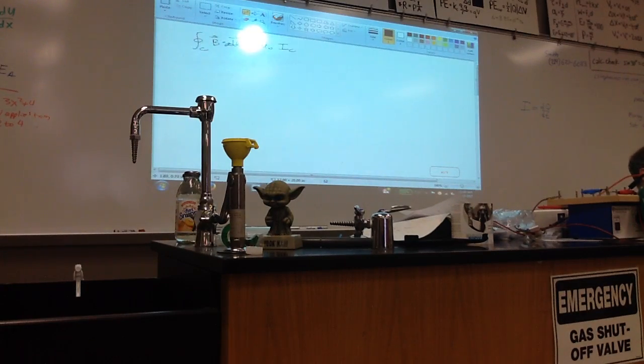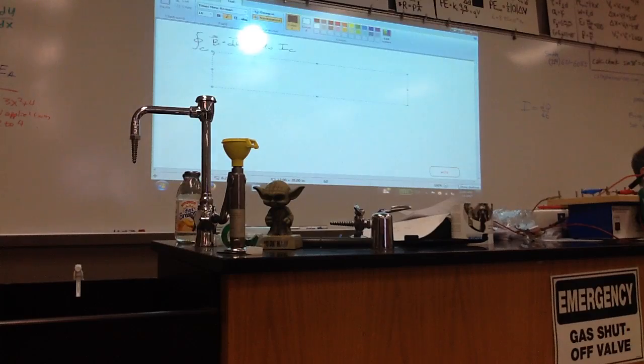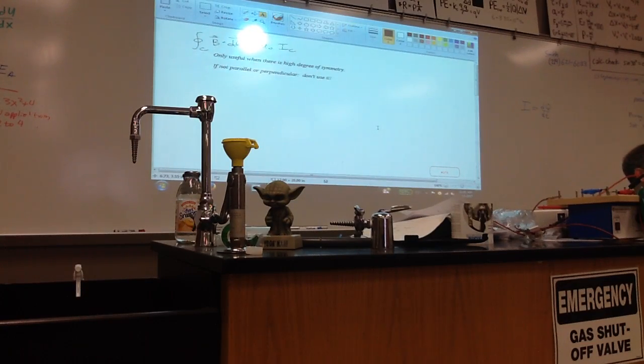Now, because of this dot product, Ampere's law is only useful when there is a high degree of symmetry. Meaning, if it's not parallel or perpendicular, don't use it. Flat out, that's your rule for Ampere's law. If it's not easy, where you can say the vectors are either crossed or parallel, you just don't use Ampere's law. Is it still valid? Yes. It's just not easy for you to do it.